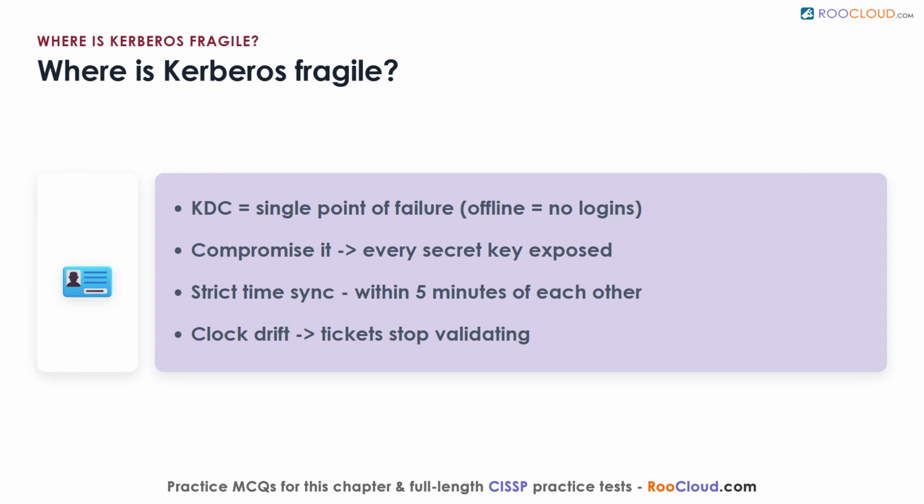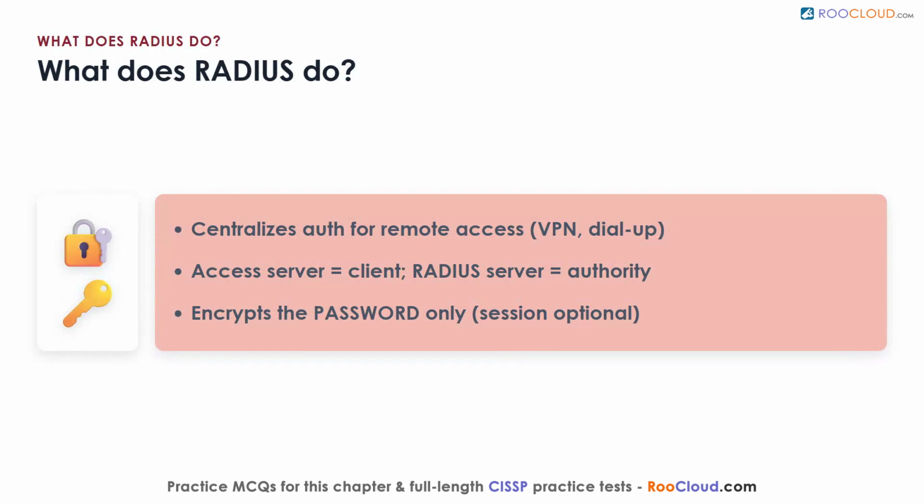Second, Kerberos is strict about time. By default, every system must sit within 5 minutes of the others, so organizations sync clocks against a common time source. If a machine drifts out of sync, its tickets stop validating and it loses access to protected resources. Powerful, but demanding of both availability and precise timing. Now, the first remote access protocol.